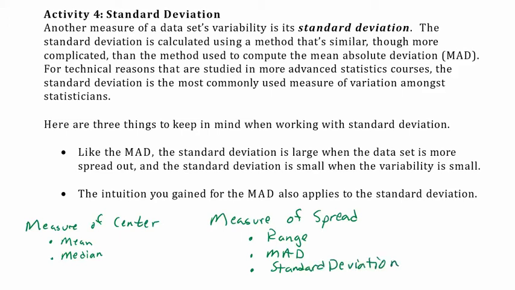Standard deviation is the most commonly used measure of spread. You may have even seen it if you're reading articles for other classes or any kind of research on data. Like the MAD, the standard deviation is large when the data set is more spread out, and small when the variability is small. We're going to learn how to calculate it here in this video. The intuition you gained about the MAD also applies to the standard deviation. Standard deviation is sort of an extension of what we did with the MAD.